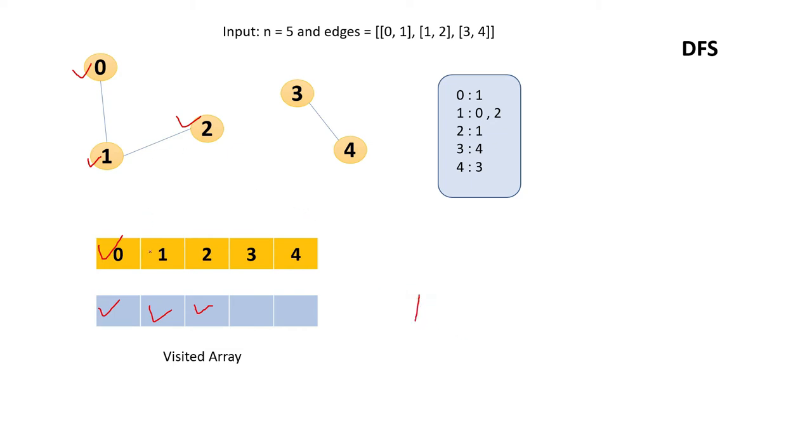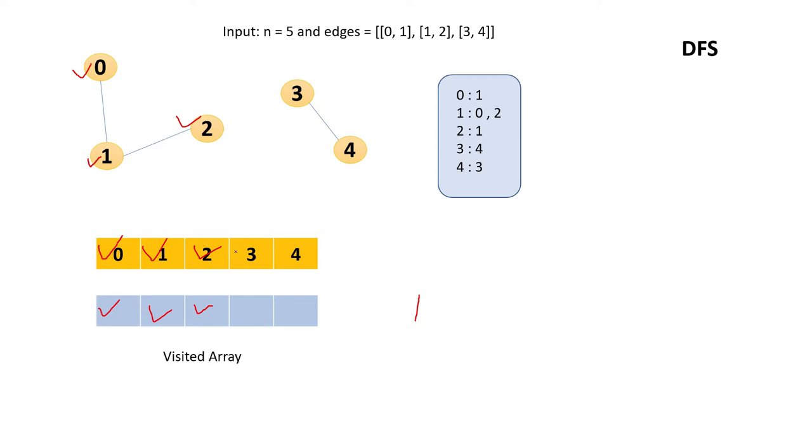Then we have to check for 1. Like from 1, if we start the DFS, what will be the result? But before that, we have to check whether it is visited or not. For 1, when we check for DFS, it is already visited. So we can't start a DFS from here. For 2, same case, we can't start a DFS from here.